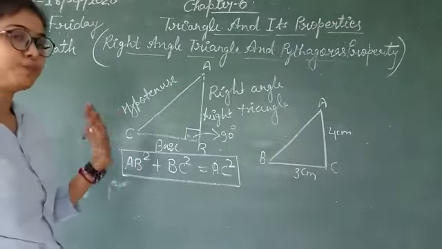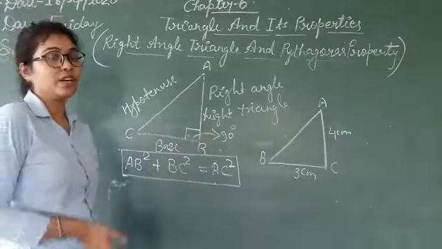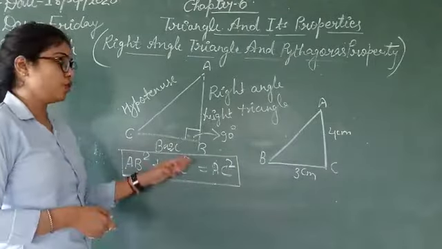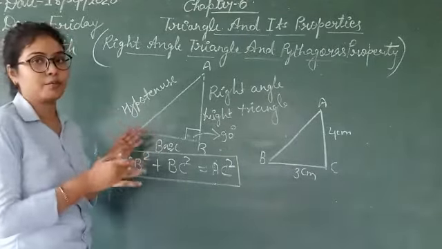Basically we use Pythagoras theorem to find the distance between two points. To find the height we always use Pythagoras theorem, and this is a very important theorem of mathematics.